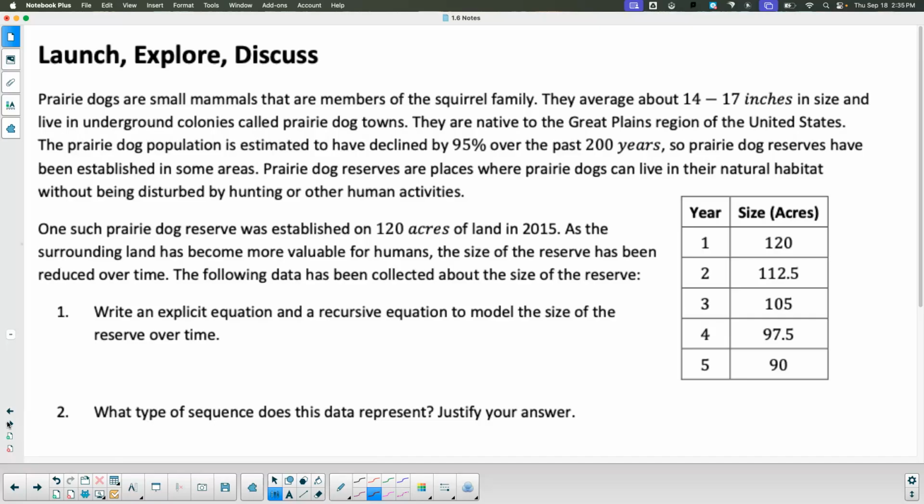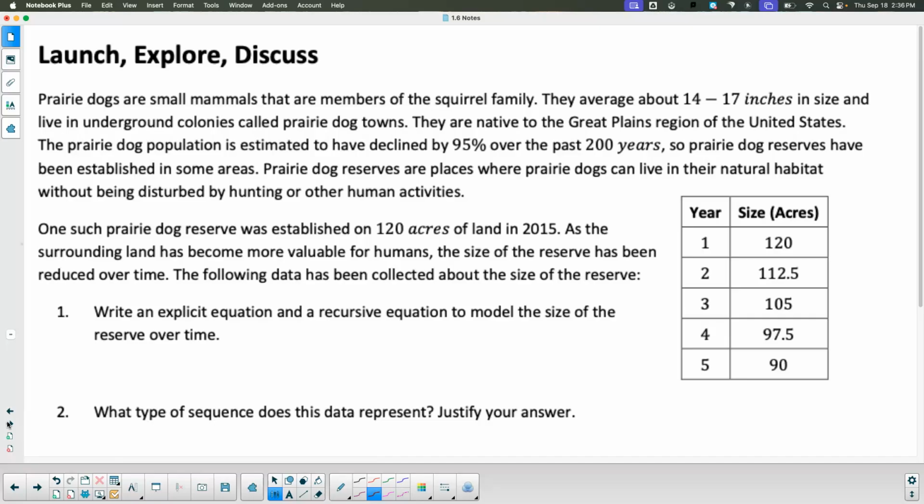That's where their native lands are. Prairie dog population is estimated to have declined by 95% over the past 200 years. So prairie dog reserves have been established in some areas, places where prairie dogs can live in their natural habitat without being disturbed by hunting or other human activities. One such reserve was established on 120 acres of land in 2015. As the surrounding land has become more valuable for humans, the size of the reserve has been reduced over time. The following data has been collected about the size of the reserve. So there's all of our data.